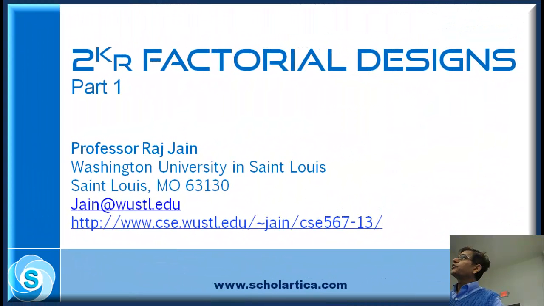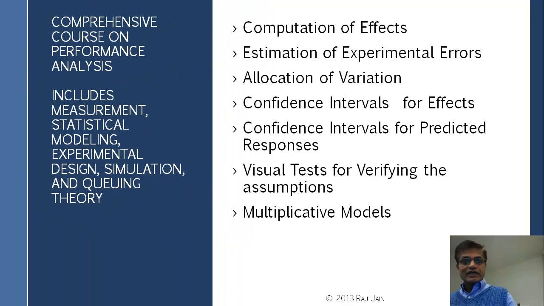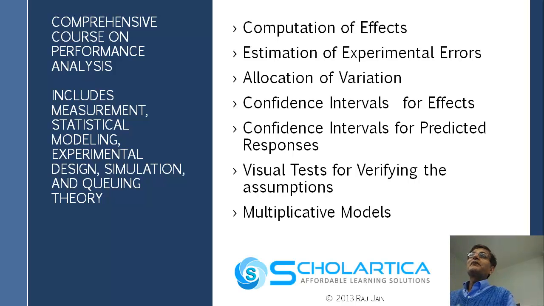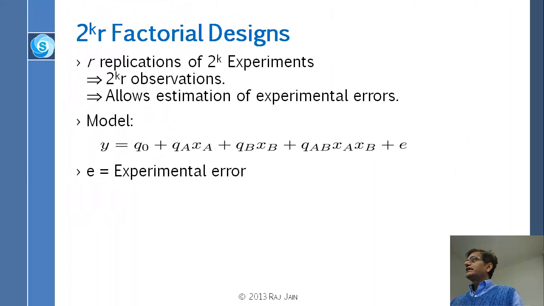So now we have 2 raised to k r factorial designs. What is R? R is actually for replications. So now if you do each experiment many times, the numbers will be different. So how do you take care of that, and what does it tell? So we will worry about all of the same things that we did before with replications, computation of effects, variation, tests, and so on and so forth.